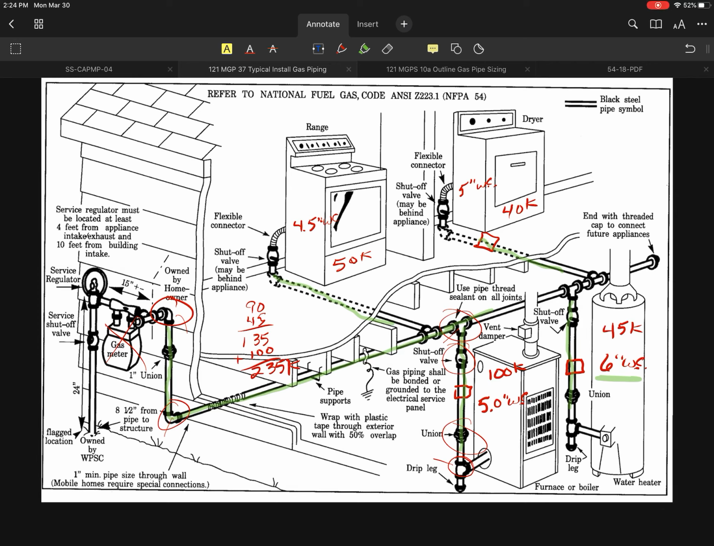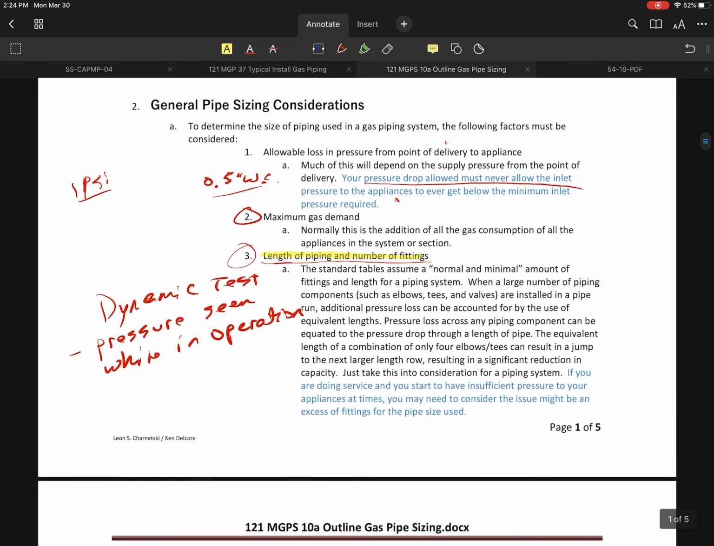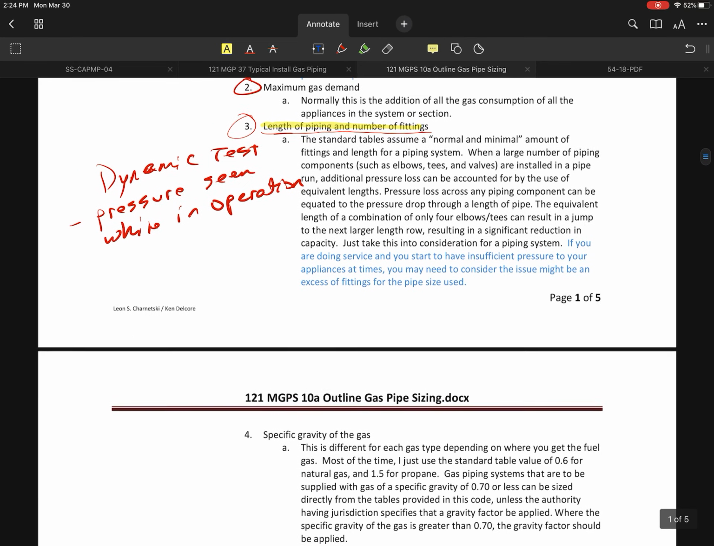So in this example, if I were to operate all these appliances and I happen to be looking at my fuel gas pressure, let's say maybe I took a pressure reading at the drip leg and I noticed, holy cow, it went down to 5.5 inches or 5 inches. Then I would have known right away under that dynamic test that there's a problem here. We need to address that. So maybe there's an issue you'd have to deal with. Anyways, I just thought I'd mention that.